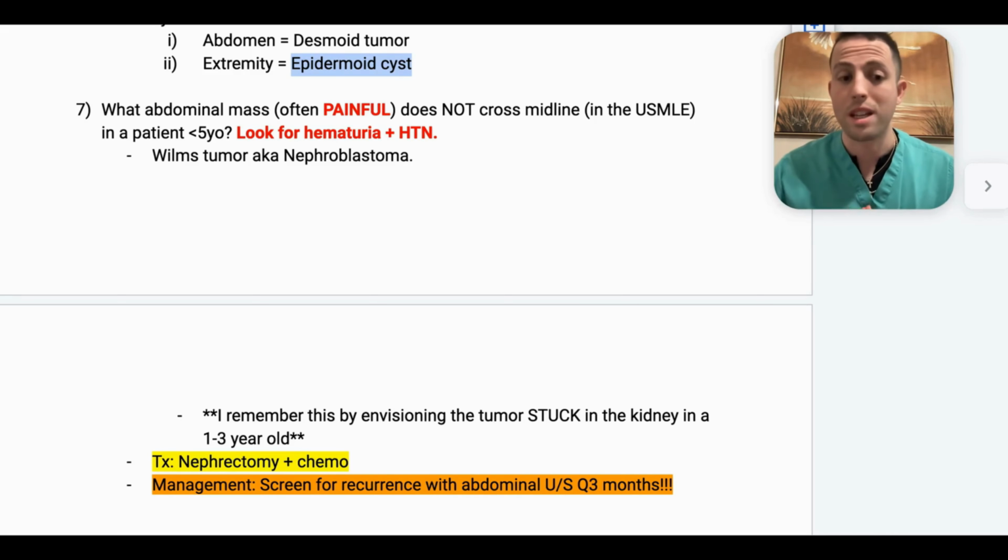And so your treatment is going to be a nephrectomy plus chemo, and the management is to screen for recurrence with abdominal ultrasounds every 3 months. So you have to know the next best step is nephrectomy and chemo, and then after that, the next best step will be to continue screening for recurrence with an ultrasound every 3 months. So keep in mind, this nephroblastoma in the kidney is painful. The neuroblastoma in the adrenal is not painful.